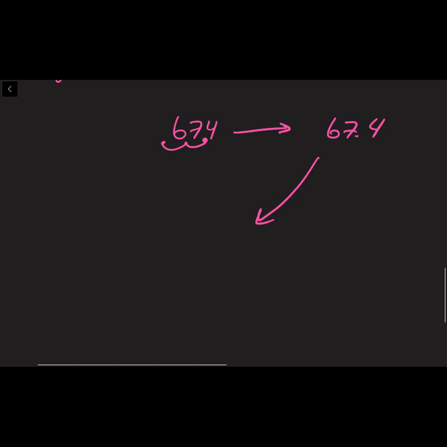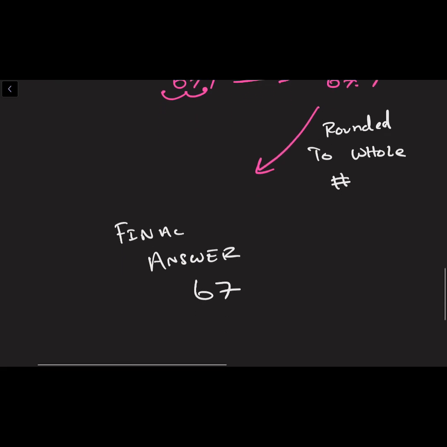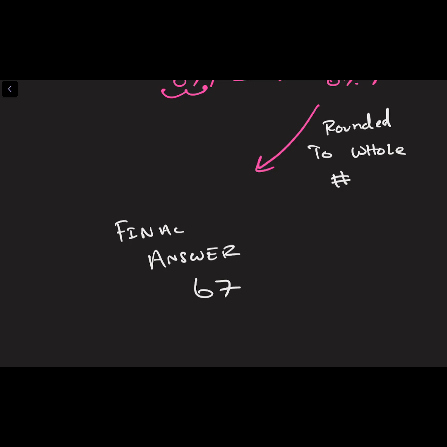And we're looking for a whole number right here. So for our final answer, we're rounding to a whole number. And once we round to a whole number, that's going to give us our final answer for today of 67. Okay. So 56 minutes is 83% of 67 minutes. All right. So this is our final answer.